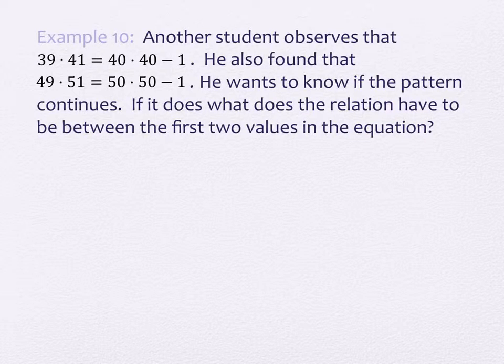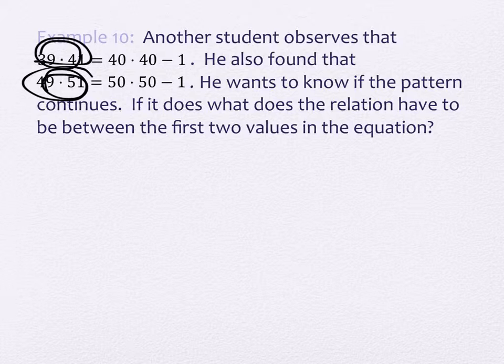If you flip your page, you'll see where I was headed. Another student observes that 39 times 41 is the same as 40 times 40 minus 1. He also found that 49 times 51 is 50 times 50 minus 1. And he wants to know if the pattern continues. And if it does, what is the relationship that has to happen between the first two values? Like that's asking about these two values compared to these two. What's the relationship that has to happen to make these things hold?